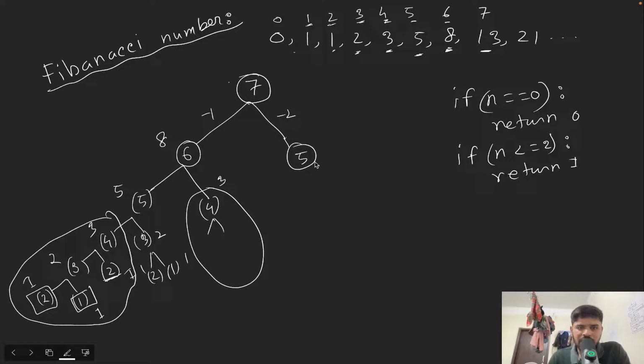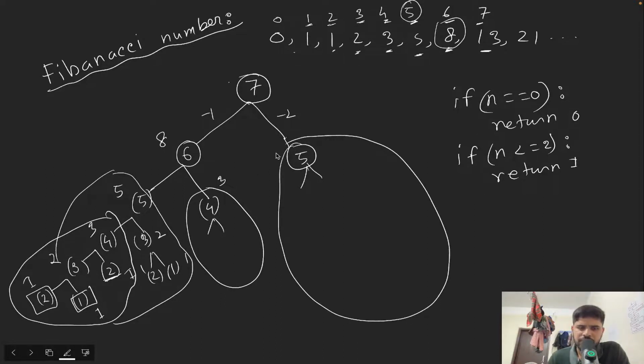Now let's find out the value at 7. In order to find out the value at 7, we already found the value for 6 and now we need the value for 5. We already know this value, 8. Now we have to find out the value at this position. How can we find that? We have to repeat exactly the same process right here. What do we get? We will get the value 5 for sure.